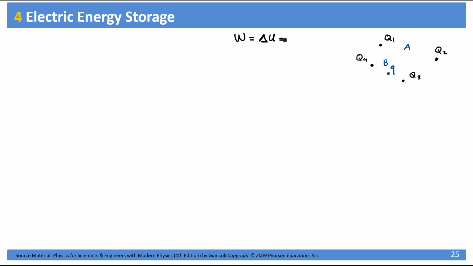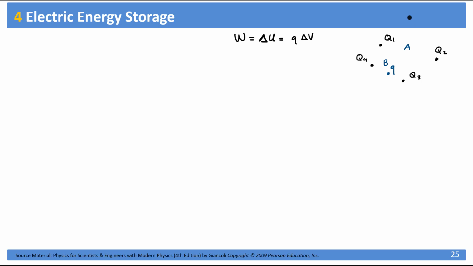This is the work that I will do, which is the moving charge times the change in potential. And this change in potential is actually the potential difference between point B and point A created by the remaining four charges. So I'm going to make use of the same idea here.